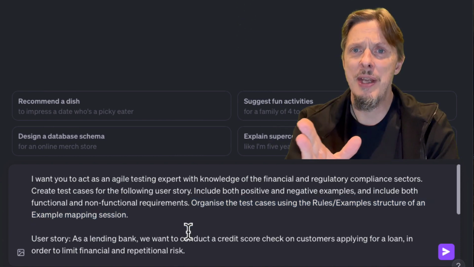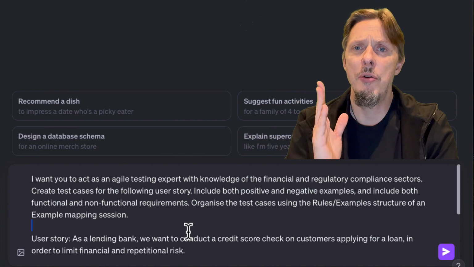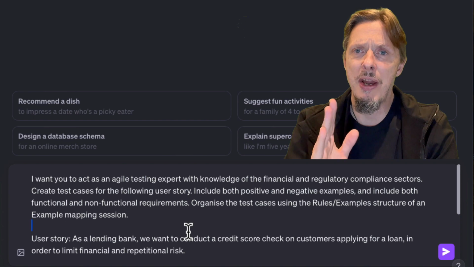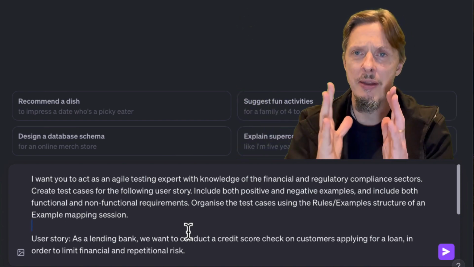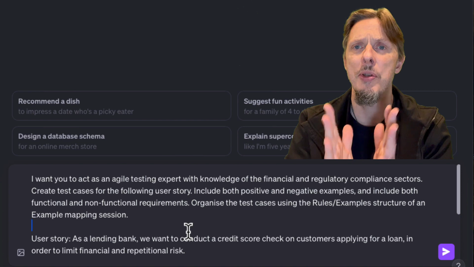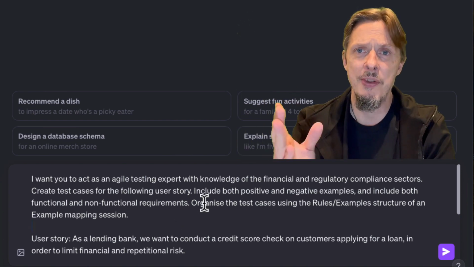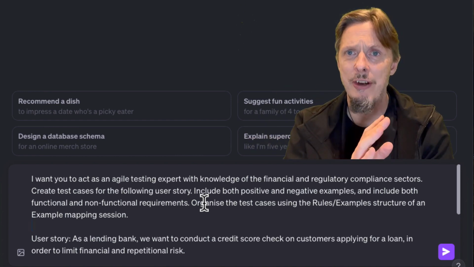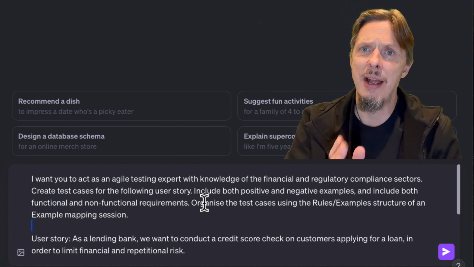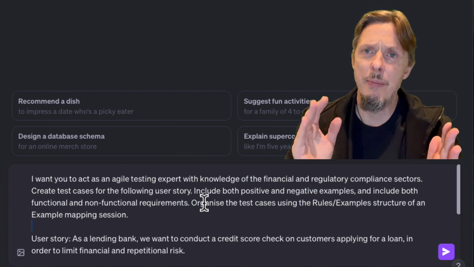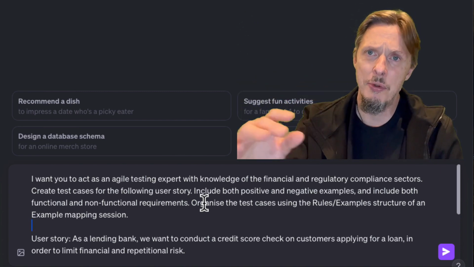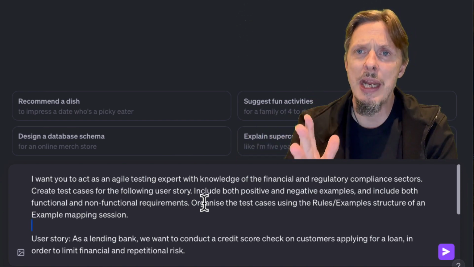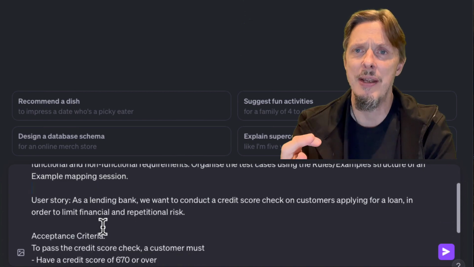Now, I do a few things here which are quite interesting. I'm using what's called the actor prompt approach, which is fairly common. You basically tell ChatGPT to play a role so it can draw in some domain knowledge in that role and give you a more precise answer. I also give some precisions about the type of test cases I want. And as I mentioned, my favorite, I'm asking it to generate an example mapping format. Example mapping has the idea of rules, and under the rules we have examples and counterexamples of each rule, because I find this makes it really easy to follow and understand the test cases.